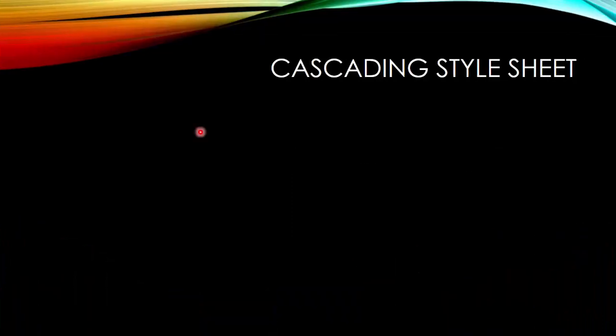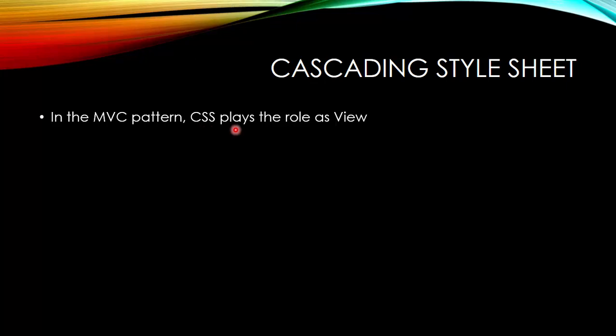The next topic for this chapter is about CSS or Cascading Style Sheet. Let us recall about the MVC pattern that is employed in web design, the pattern of model, view, and control. In this pattern, CSS plays the role as view because it defines how the content will look like, how the content will be formatted.